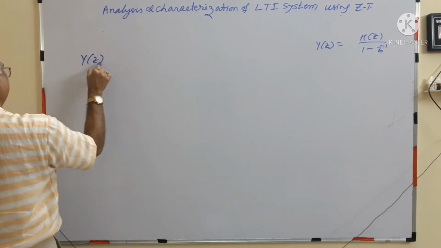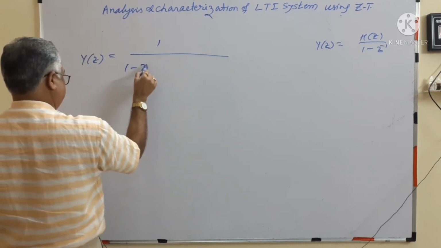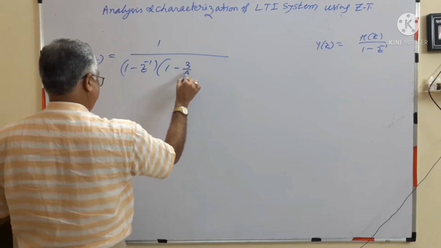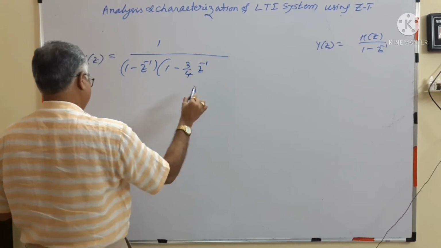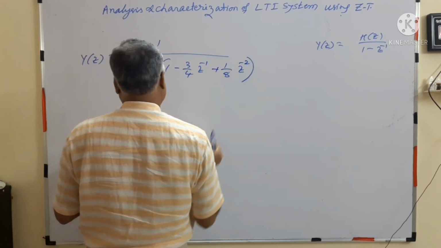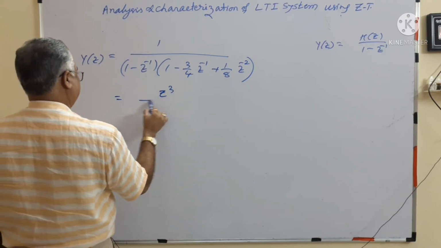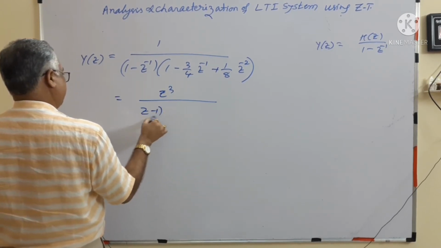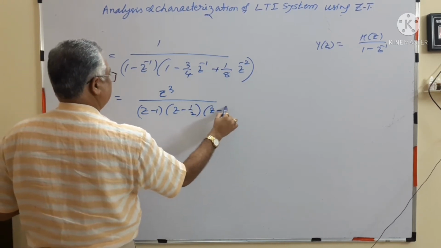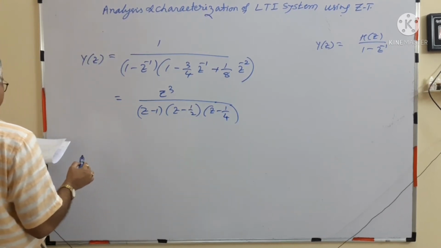So Y(z) equal to 1 by (1 minus z inverse) into 1 by (1 minus 3 by 4 z inverse plus 1 by 8 z power minus 2). This is nothing but z power 3 by (z minus 1)(z minus 1 by 2)(z minus 1 by 4). Just similar, just go through the steps, you will understand.